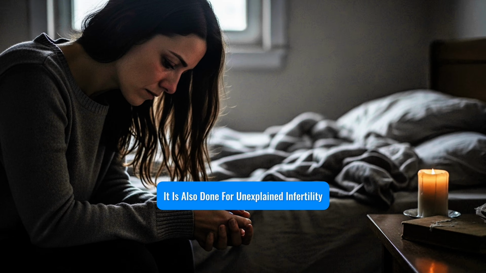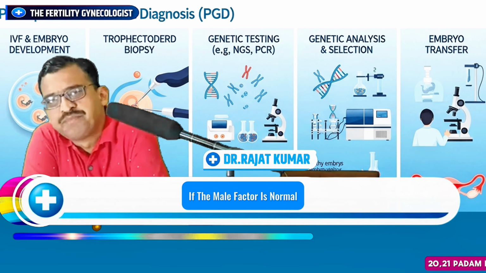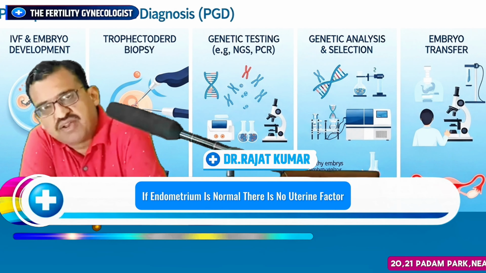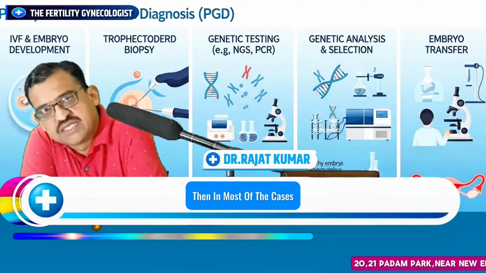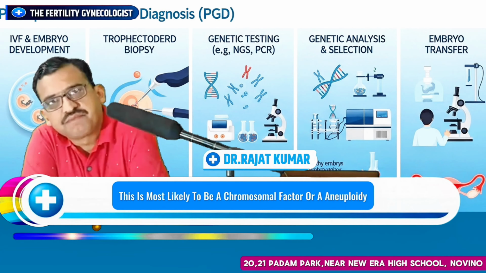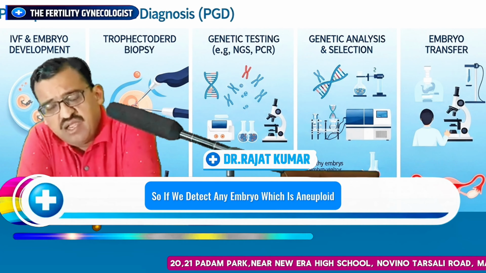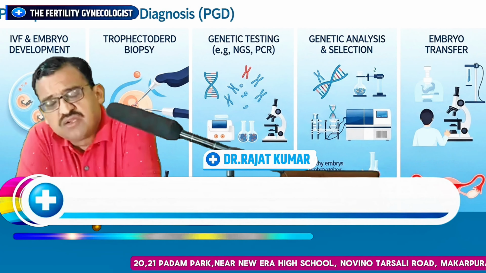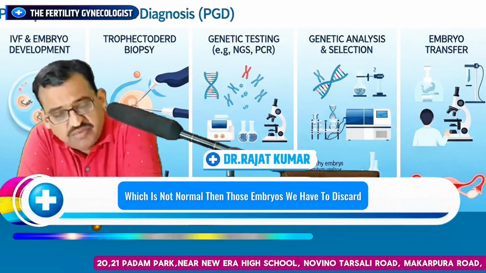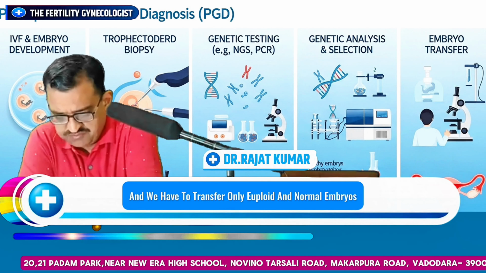It is also done for unexplained infertility, because we presume that if all the factors are normal, if the fallopian tubes are normal, the male factor is normal, the endometrium is normal, and there is no uterine factor, then in most of the cases this is most likely to be a chromosomal factor or an aneuploidy. So if we detect any embryo which is aneuploid, which is not normal, we have to discard those embryos and transfer only euploid, normal embryos.